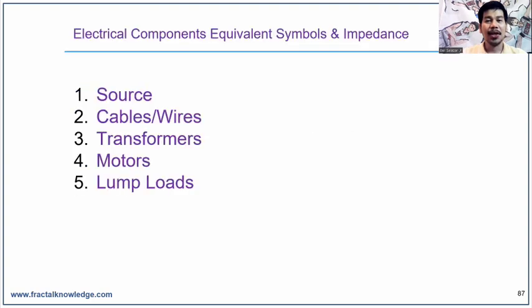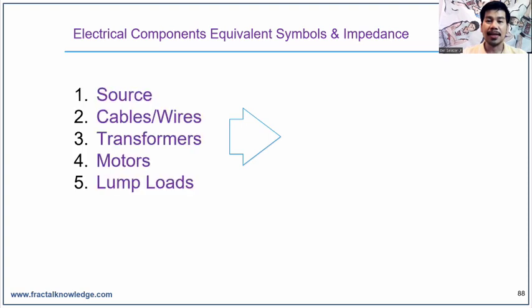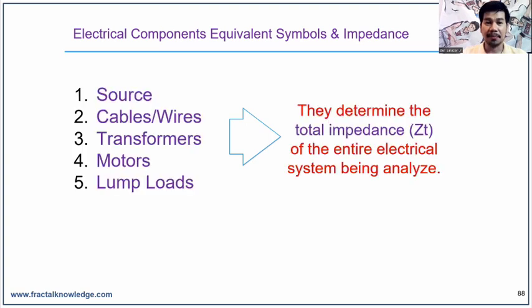To start, you need to be familiar with the following electrical components in your single line diagram and how you can convert them to impedance. These are the source, utility or power source, the cable interconnections, the transformation of power, the motor loads, and the mixed loads, or we call them lump loads. These 5 electrical components determine the total impedance Z of the electrical system in your single line diagram.